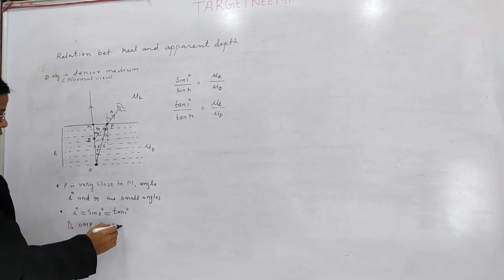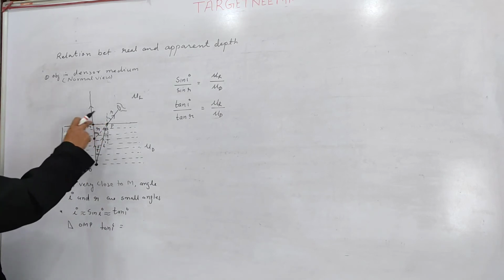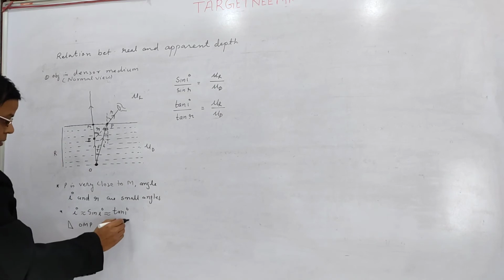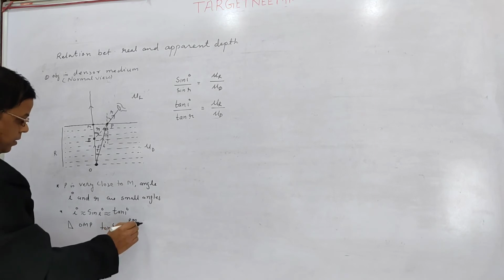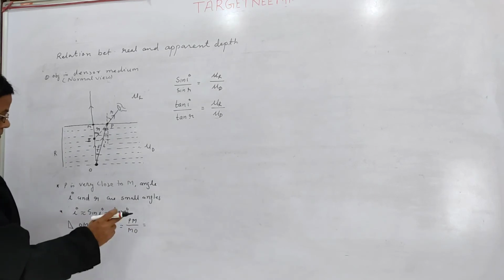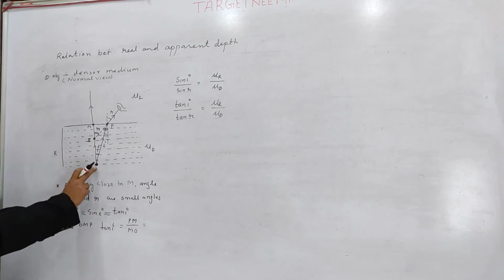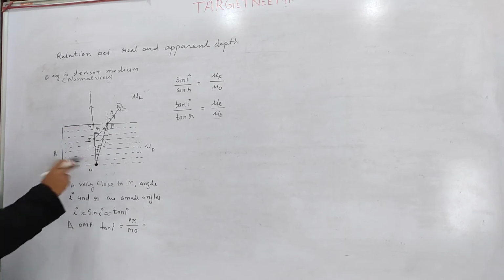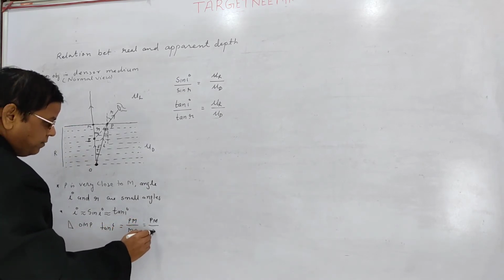So tan i will be equal to, in this right angle triangle, perpendicular upon base. So PM upon MO. And MO means the real depth of this object from the surface. So it is PM upon real depth, I am writing r.